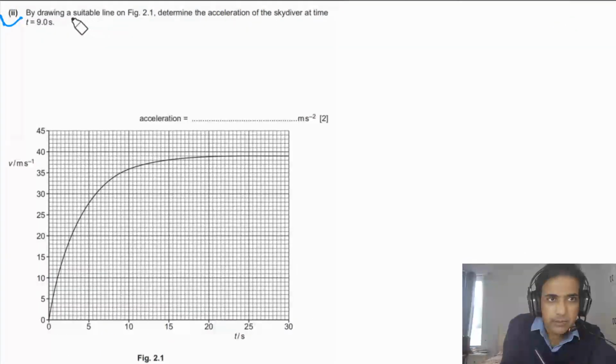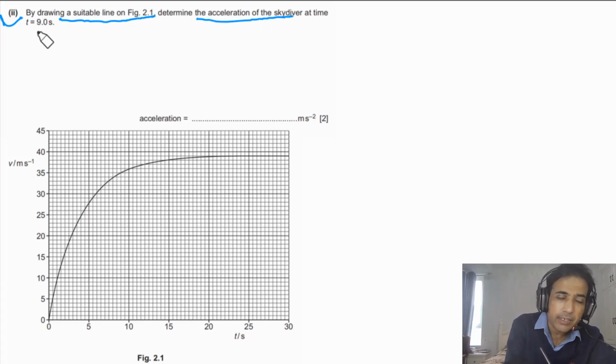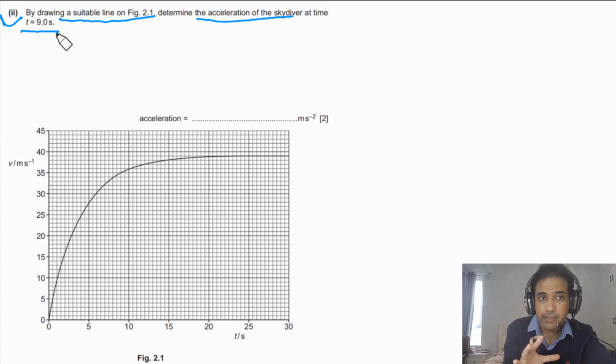The second part says, by drawing a suitable line on figure 2.1, determine the acceleration of the skydiver at time t equal to 9.0 seconds. The question said by drawing a suitable line on figure 2.1, so it means you should draw a line, a tangent line. So how can we draw the tangent line at time t equal to 9.0 seconds?